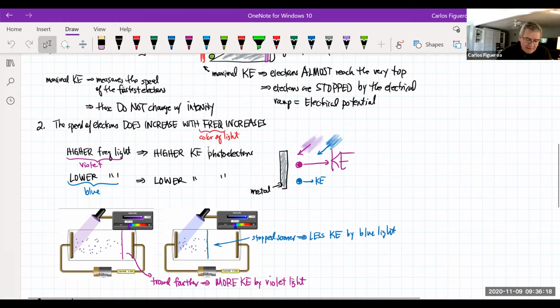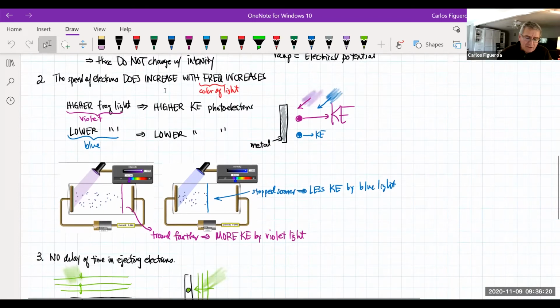And then the next thing that we said here is that the speed of the electron does increase with frequency. So that means that the color of light matters, which is kind of surprising because typically if we think about light, we think about the intensity of the light. If the intensity of the light's really high, you've got to be putting more energy into it. What the hell does the color have to do with it? But that's not what the photoelectric effect observed.